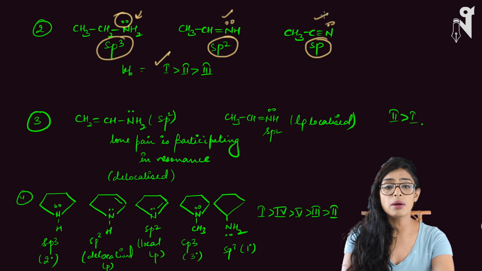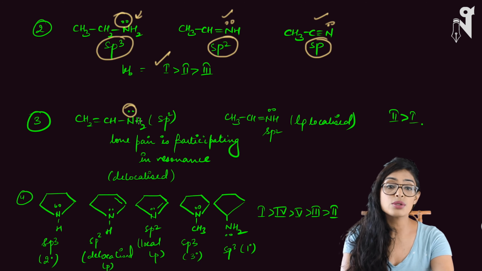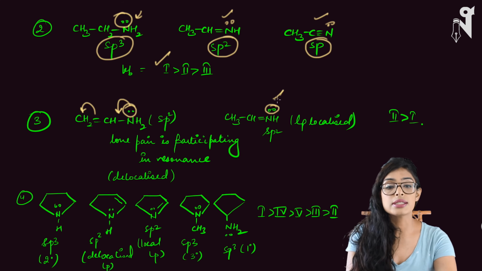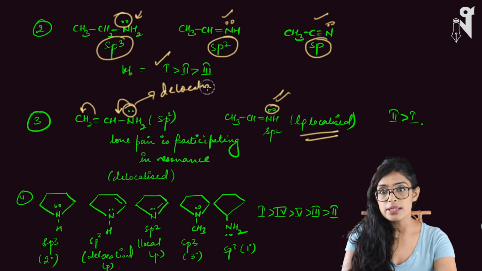Now come to the third compound. Here again we have NH2 with a pair of electron. This is sp2 hybridized, though it looks like it is sp3, but why it is sp2? Because this lone pair is participating in the resonance. It is in conjugation with this double bond. Now here NH has a lone pair, and this lone pair is localized. This is a delocalized lone pair. This is also sp2 but with the localized lone pair.